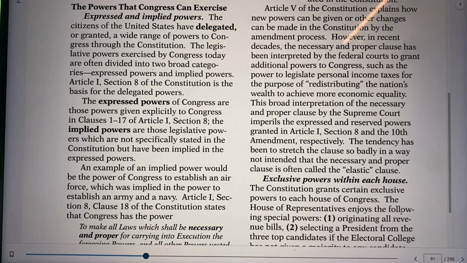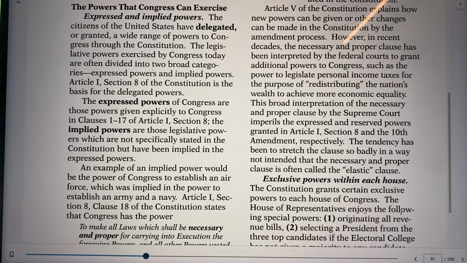So Article 5 also, as I said before, explains how new powers can be given or changed, and this is called the amendment process. So it says, however, in recent decades, the necessary and proper clause has been interpreted by federal courts to grant additional powers to Congress, such as the power to legislate personal income taxes for the purpose of redistributing the nation's wealth to achieve more economic equality. Bingo!